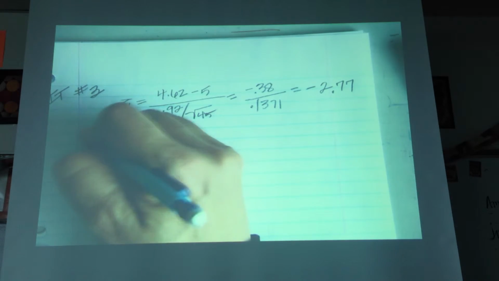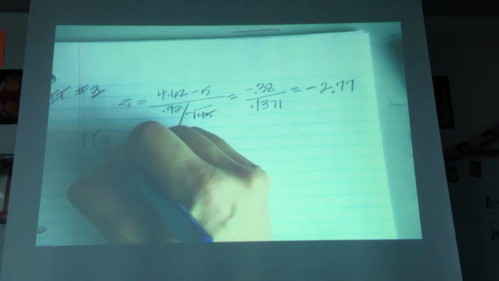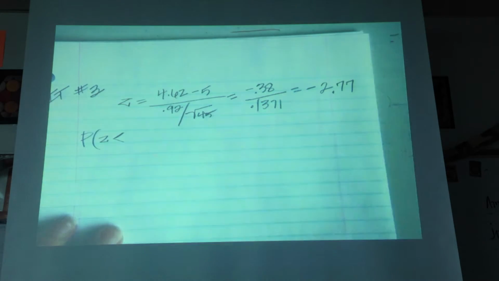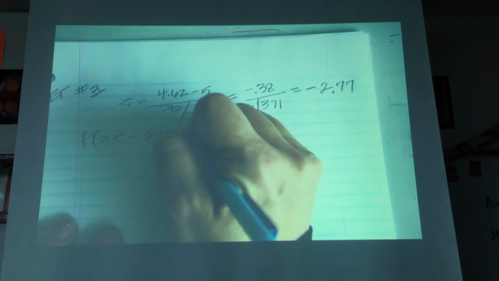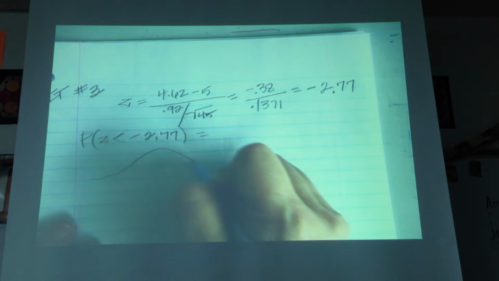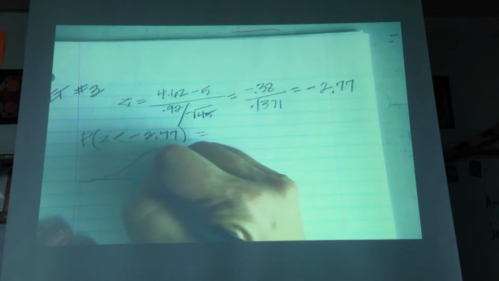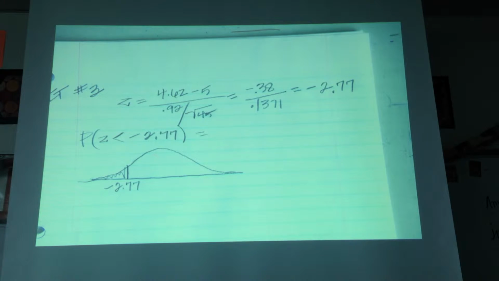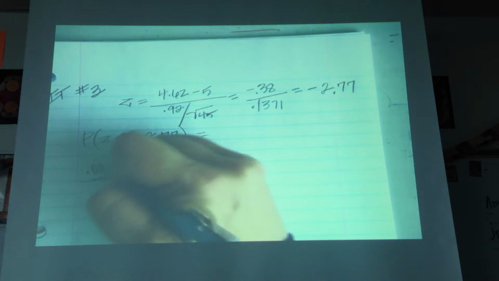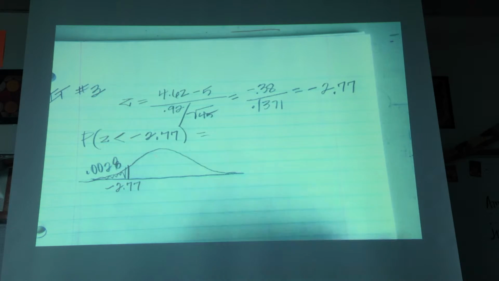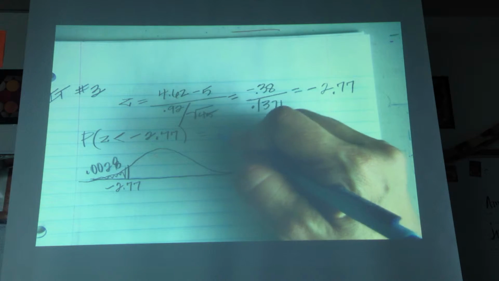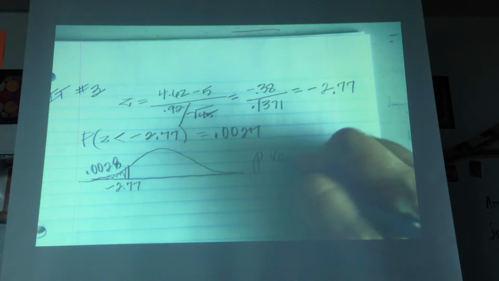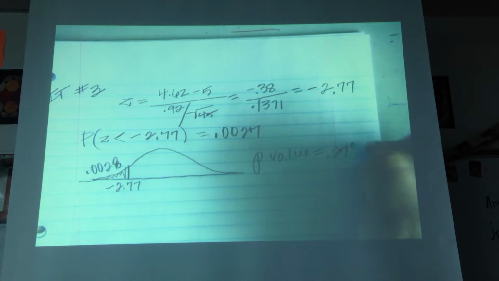And so now I have to find the p-value by finding the probability that the z is less than, and remember, my less than comes from the direction of my alternative, negative 2.77. I'm going to draw myself a quick sketch, understanding that this is going to be a pretty low p-value. Because when I go over to negative 2.77 and use my pink table, I get 0.0028%. So the probability under the curve related to that is 0.0027. That would give me a p-value of 0.27%.